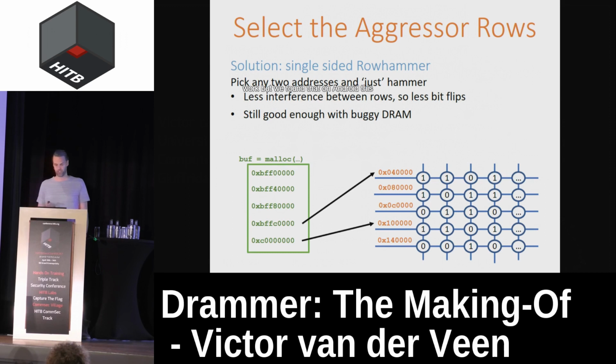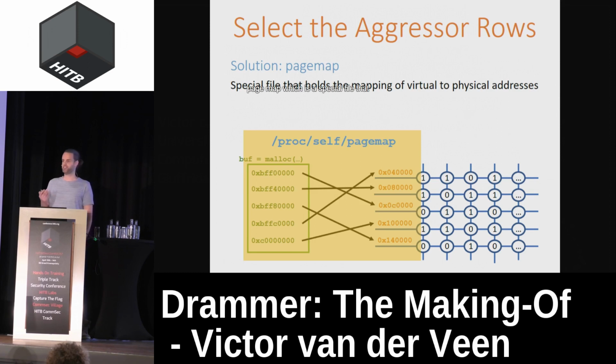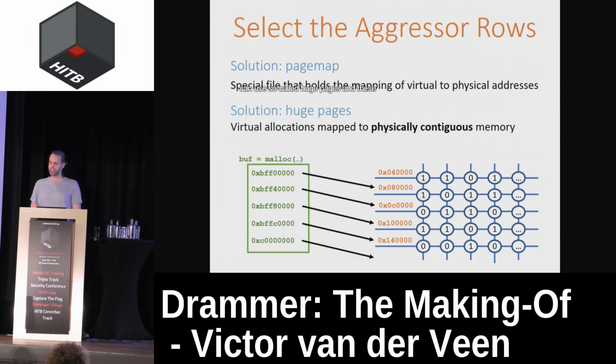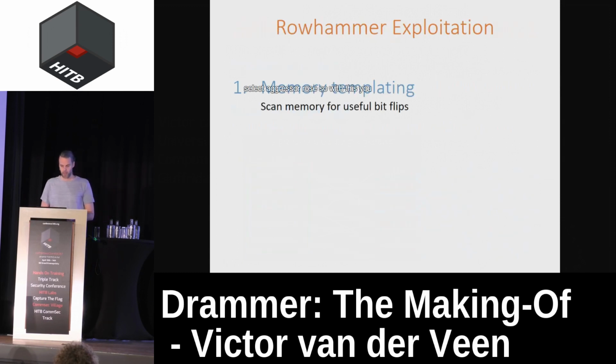But we found that on Android or on ARM, this is not really the case. So the real solutions are using either pagemap, which is a special file that just holds this mapping. So you open the file and you look up the virtual address and you get a physical address. Or you can use so-called huge pages. These are virtual allocations that are mapped to physically contiguous memory. And if you have huge pages, then you can simply use relative offsetting to select the aggressor rows. So with this, you can do Rowhammer exploitation.